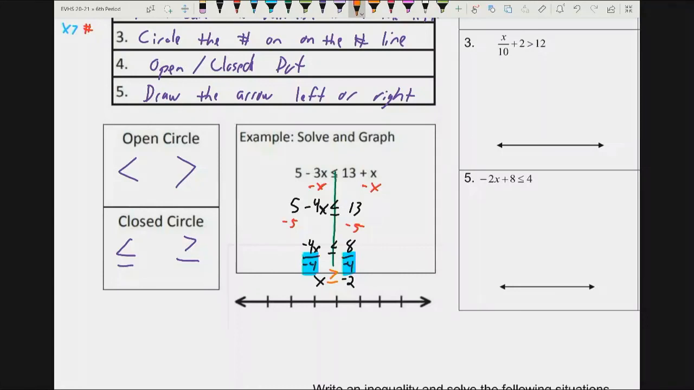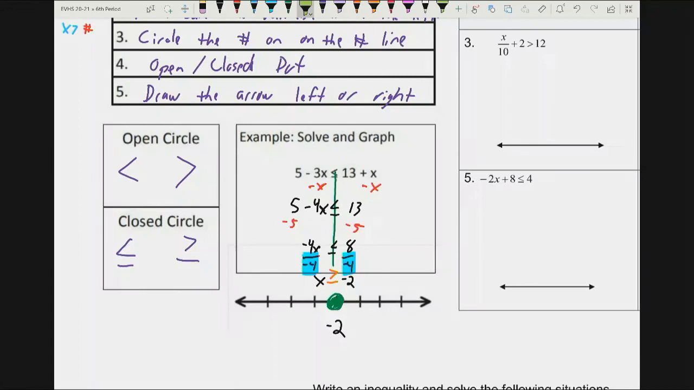Now step 2 was make sure the variable's on the left, which we've already done, so we're good there. Step 3, circle that number on the number line. So I'm going to put my negative 2 on the number line, and then I am going to circle that. Now, open dot or closed dot? Well, less than or equal to is a closed dot. And then shade right or left?